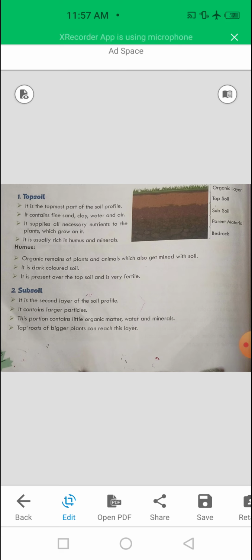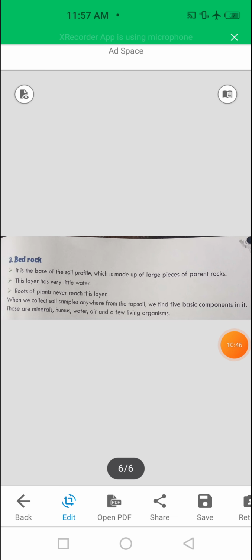Second layer of soil is subsoil. So it is the second layer of the soil profile. It contains large particles, and this portion contains little organic matter, water, and minerals. Tap roots of bigger plants can reach this layer. Next, the last layer, that is bedrock. It is the base of the soil profile which is made up of large pieces of parent rock. This layer has very little water. Roots of plants never reach this layer.